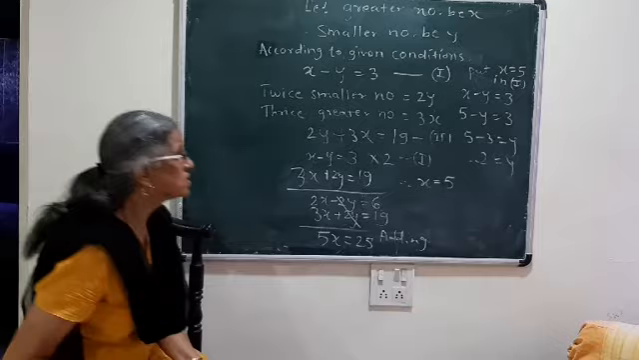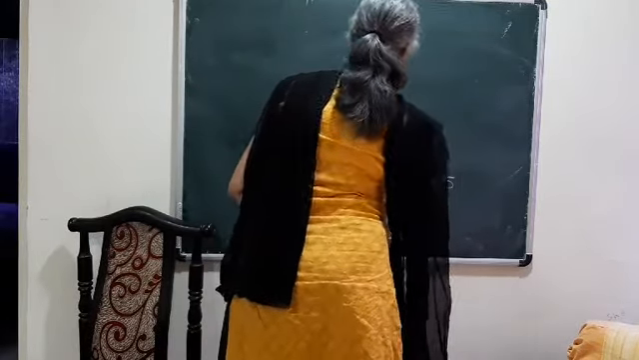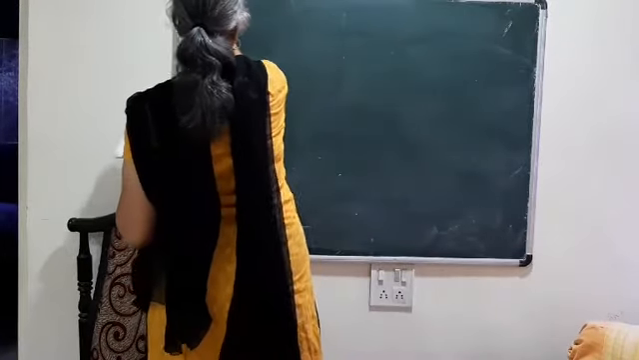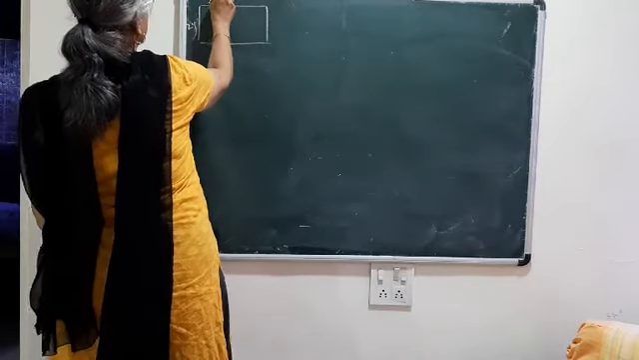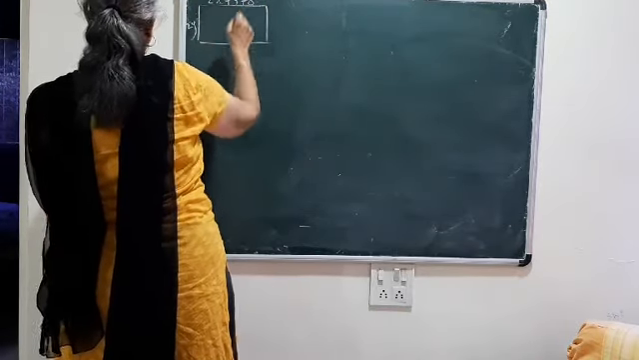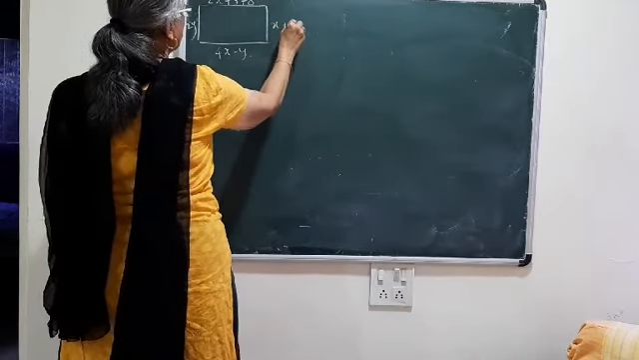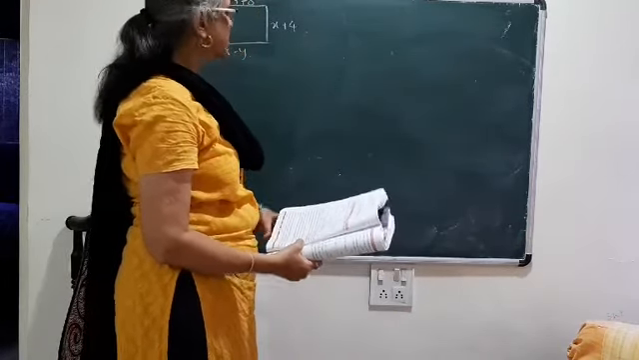Now for the second sum they have given a figure that I will draw. This is a rectangle. Here it is given 2y. Here it is given 2x plus y plus 8. Here it is given 4x minus y. And here it is given x plus 4. And they have asked: find the values of x and y.